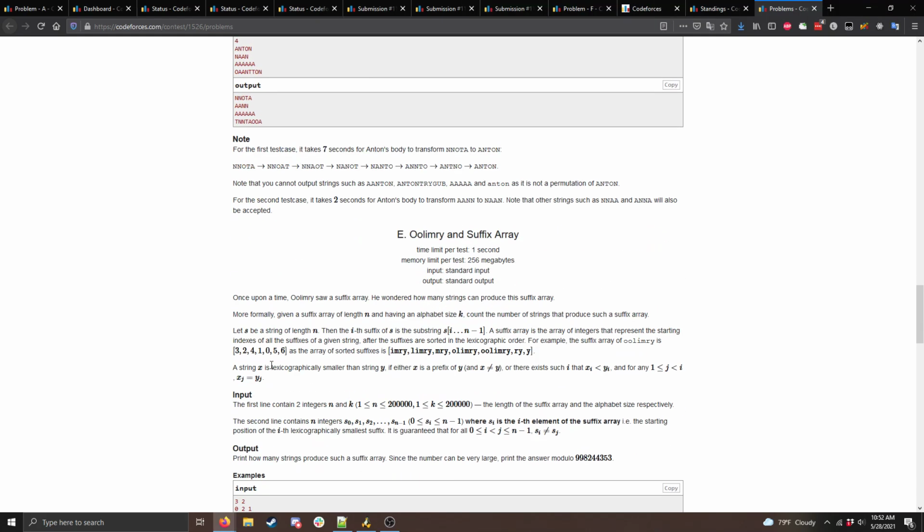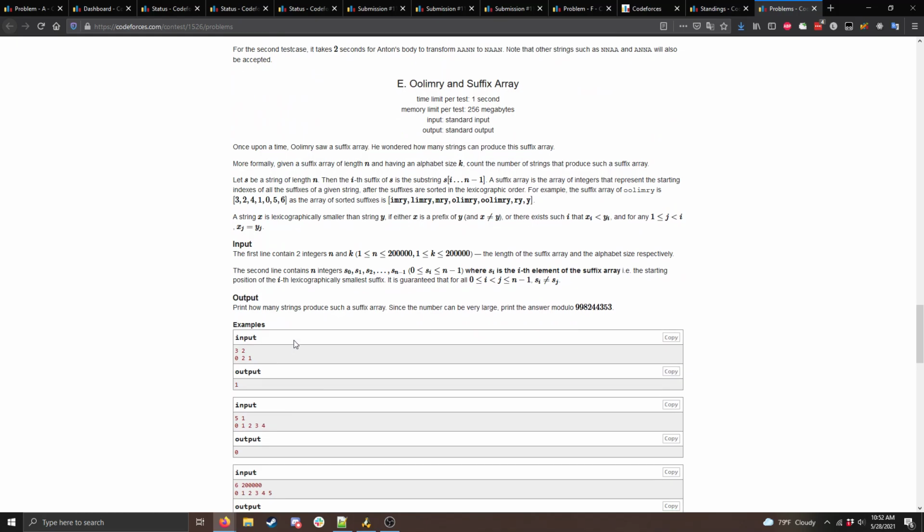All right, so let's look at E. So we're given a suffix array of up to 200,000 characters with an alphabet consisting of up to 200,000 characters, and we have to count the number of strings that produce the given suffix array. So this is a nice combinatorics problem.